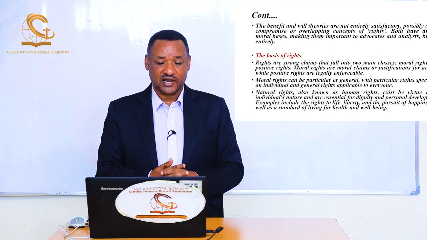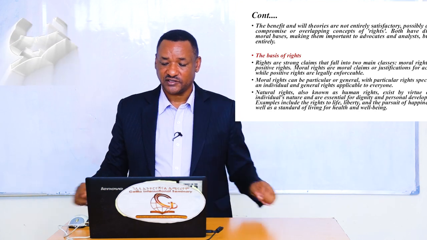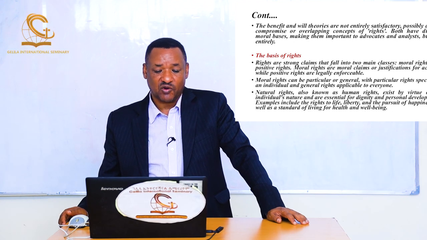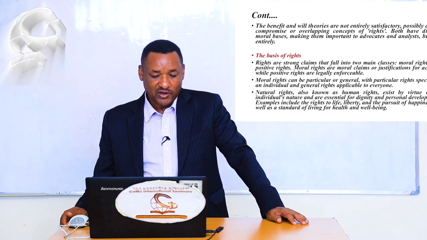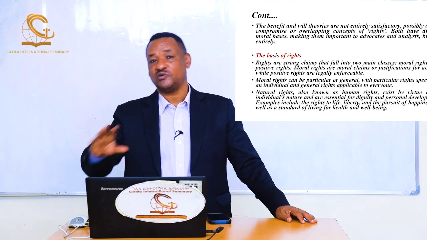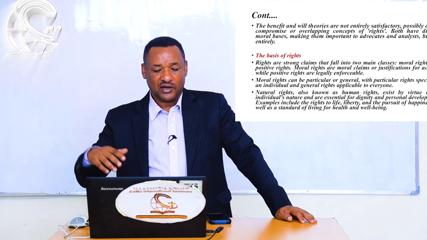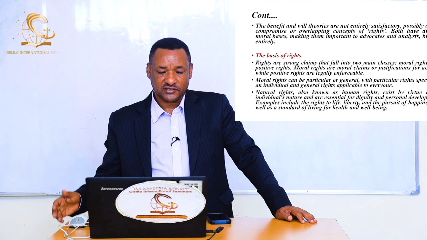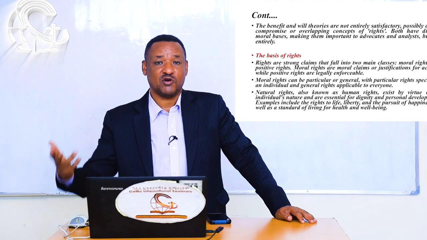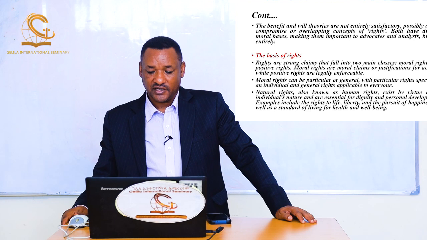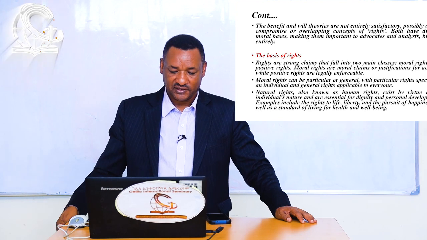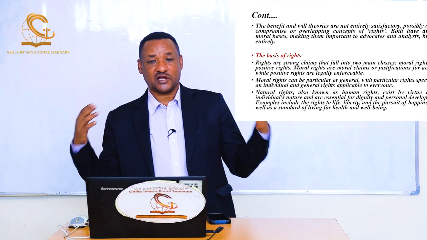The basis of rights are strong claims that fall into two main classes: moral rights and positive rights. Moral rights are moral claims or justifications for actions, while positive rights are legally enforceable. Moral rights can be particular or general, with particular rights specific to an individual, and general rights applicable to everyone. As there are moral rights and positive rights, there are also natural rights, also known as human rights. Human rights are natural rights that exist by virtue of an individual's nature and are essential for dignity and personal development. Examples include the right to life.